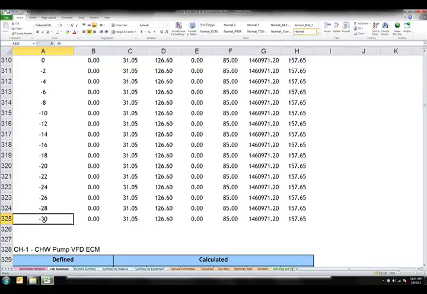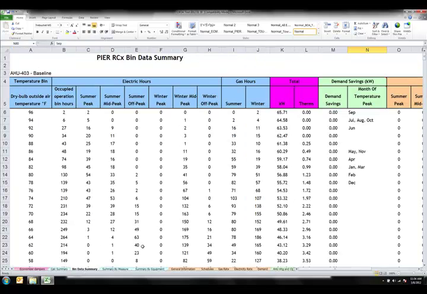Scroll down, -30. If you recall from previous tutorials, the demand worksheet will show you the range of temperatures for your selected climate zone. So note that only the range of temperatures associated with your climate zone are actually used in the analysis. In other words, you can disregard the values outside of that temperature range. So let's now look at the bin data summary worksheet.